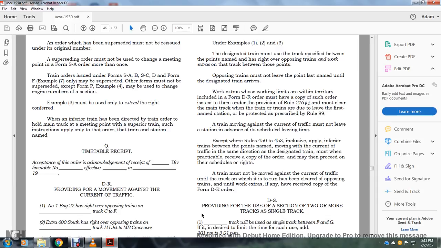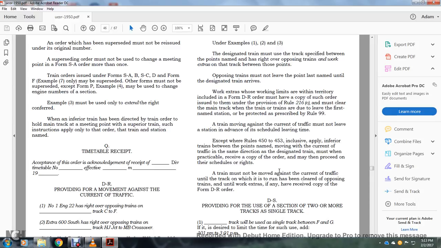The work extra working limits within the territory include the Form DR. The order may be copied to such order issued under the provision of Rule 216C. The train must clear the main track when trains in the order are due to leave the first named station, protected as described in Rule 99. A train moving against the current of traffic must not leave the station in advance of its scheduled leaving time, except under Rules 450 and 5453, which apply exclusively to inferior trains between the points named, moving in the same direction as the current of traffic. The designated train must, when impracticable to receive the copy of the order, proceed on the schedule rights.